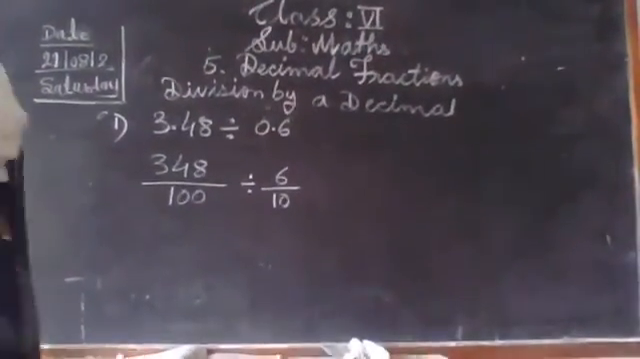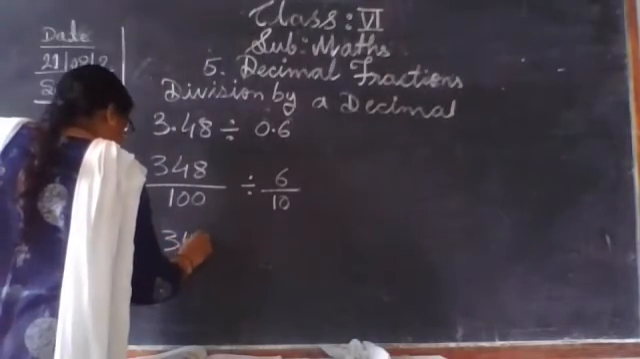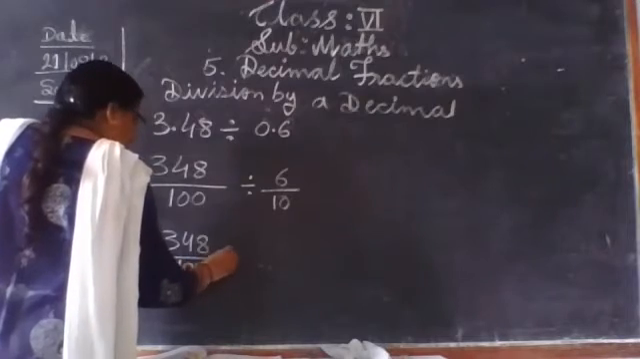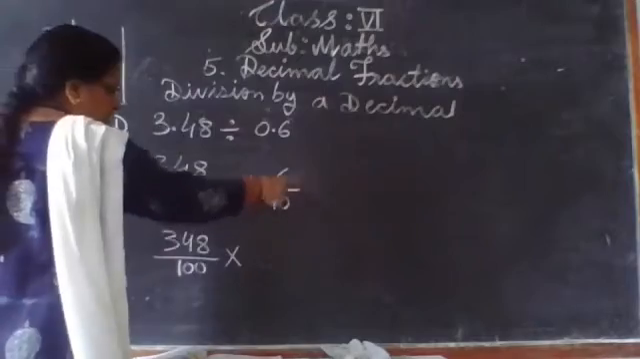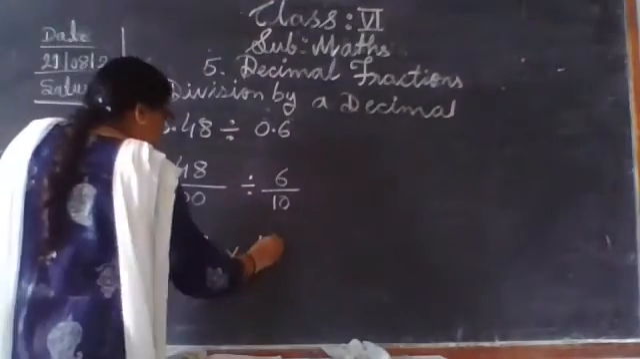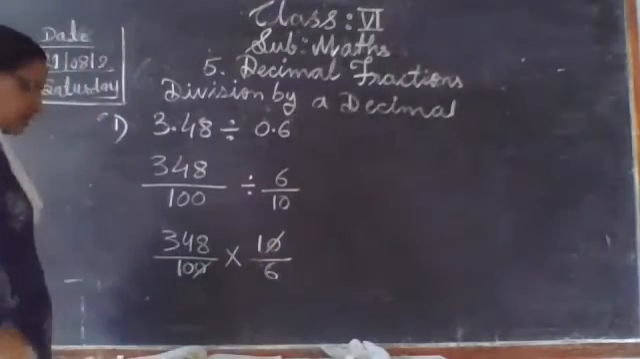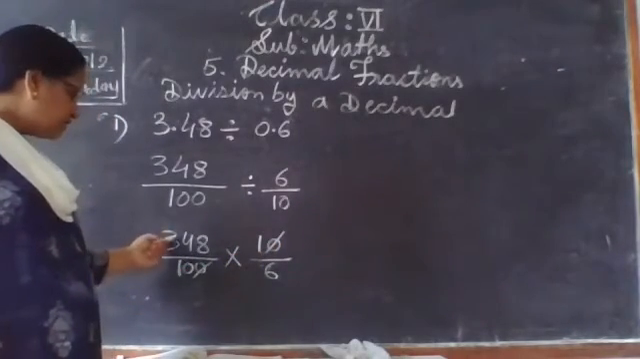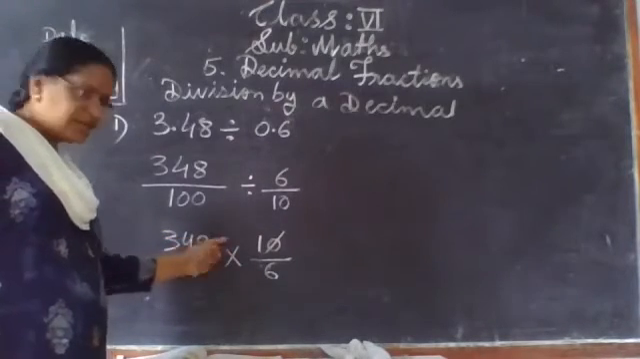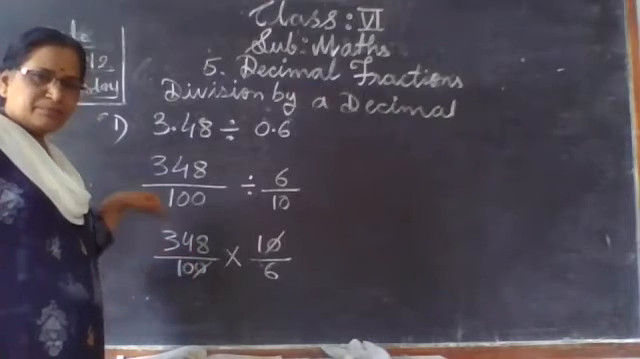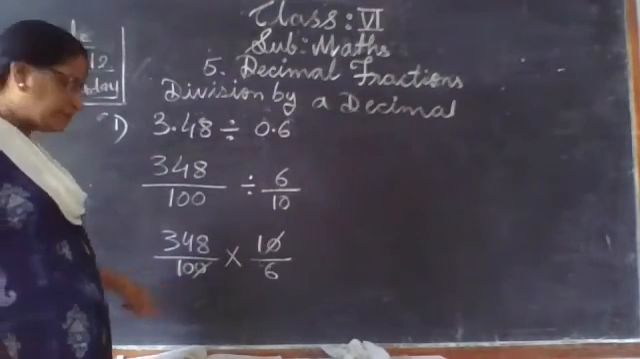And we already learned how to divide a fraction by another fraction. So see, we will write here 348 upon 100. Convert this division into multiplication and take the reciprocal of this, means it is 10 upon 6. See children, this 0 with 0 will cancel. So what is left? 348 divided by 10 and 6. So what to do, beta? We will divide this 348 by 6 and then we will place the decimal point after one place because it is divided by 10. Got it, children?